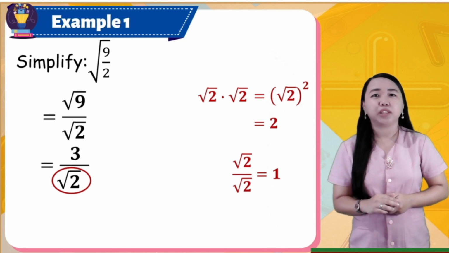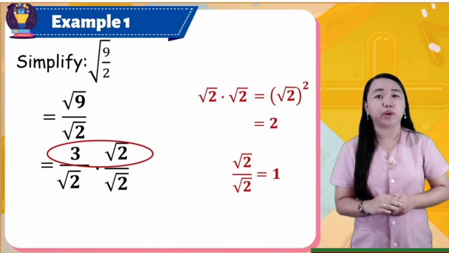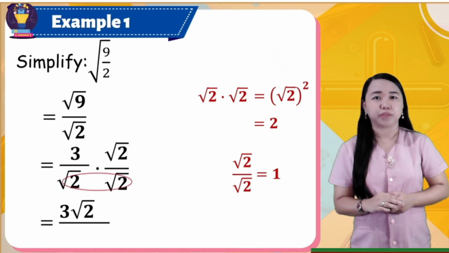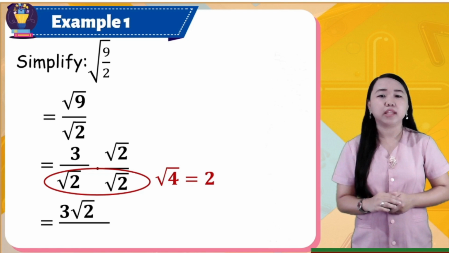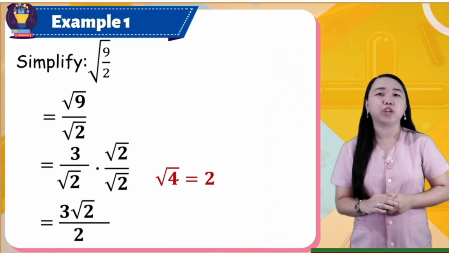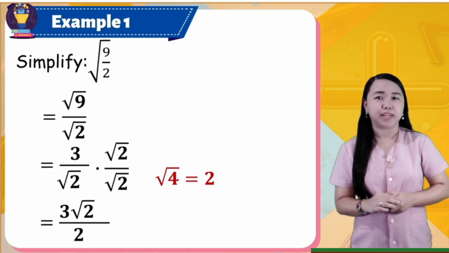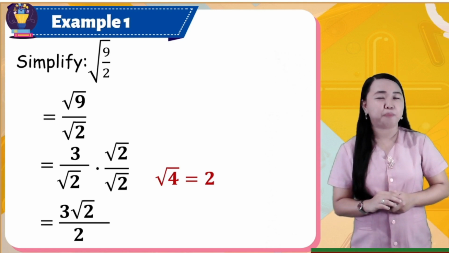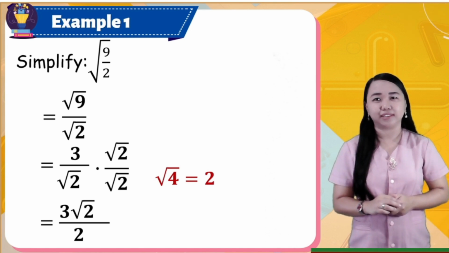For this, multiply the numerator. 3 times square root of 2 is 3 square root of 2. For the denominator, square root of 2 times square root of 2 is square root of 4. And square root of 4 is 2. Therefore, the simplified form after rationalizing is 3 square root of 2 over 2. It doesn't matter when the numerator has a radical. What is important here is the denominator does not contain a radical.